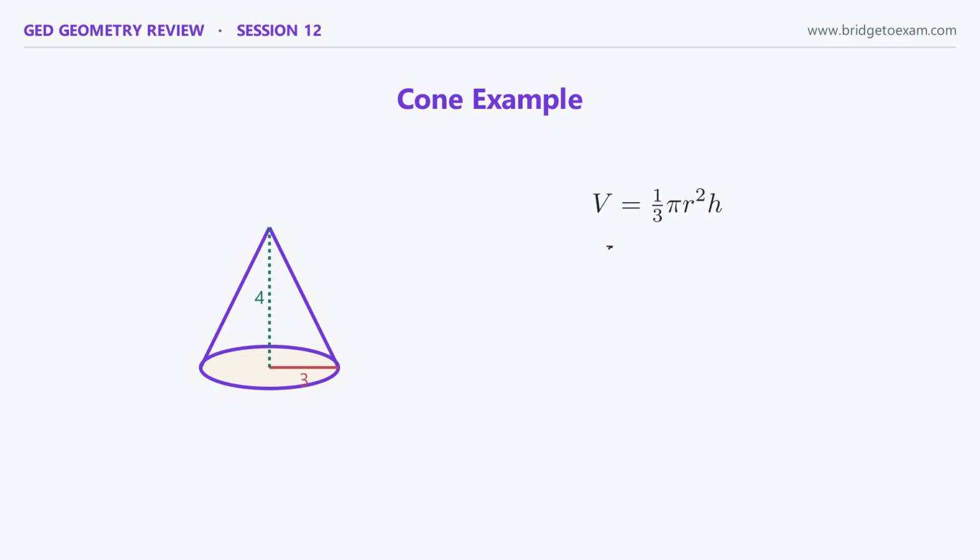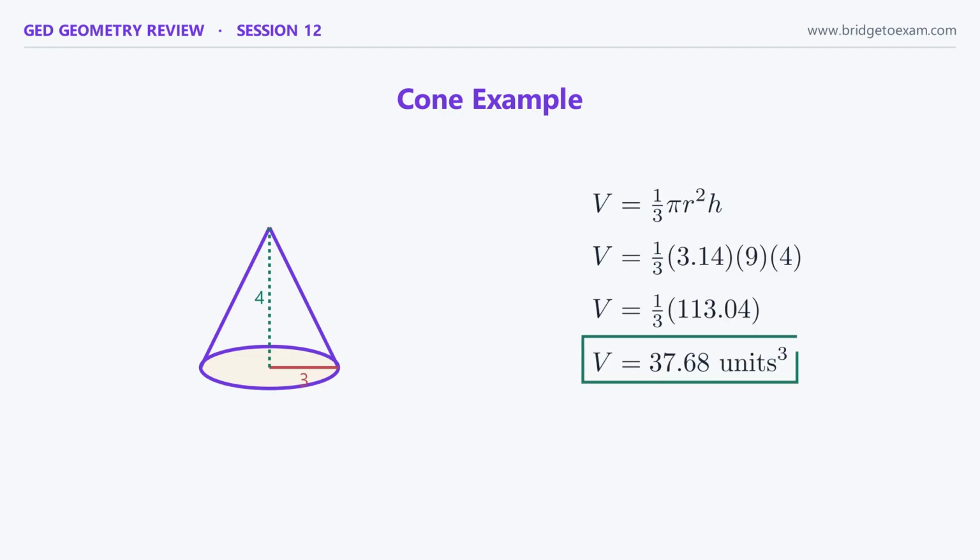Let's do a cone with radius 3 and height 4. Pi r squared h is 3.14 times 9 times 4, which is 113.04. Now take 1/3 of that: 37.68 cubic units.